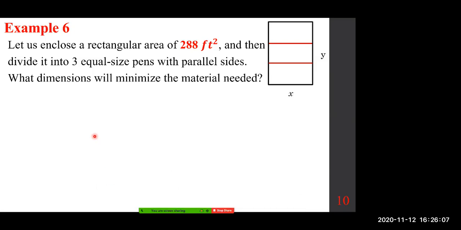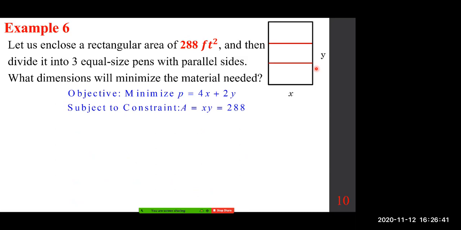All right, let's see what we want to do, class. If we look at this, we are going to minimize the material. What material? Well, X and Y. Let's see, X, how many? 1, 2, 3, 4 of them. So 4X. Y, how many? 2 of them. So we want to minimize the perimeter, which is 4X plus 2Y. Given that the area is 288, that means X times Y is 288.